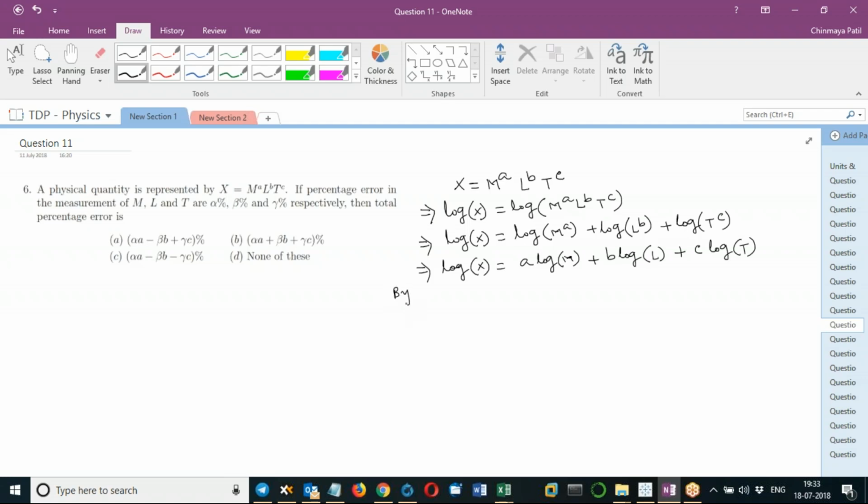Okay, so by differentiating both sides, we get 1 by x into delta x, dx meaning delta x, is equal to a into delta m by m plus b into delta L by L plus c into delta T by T.